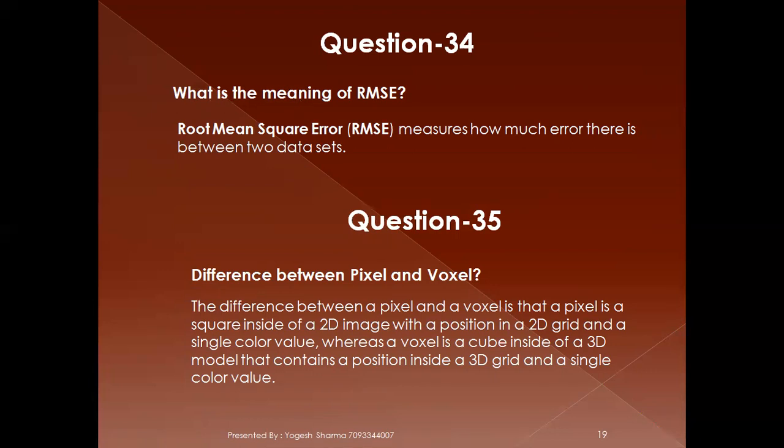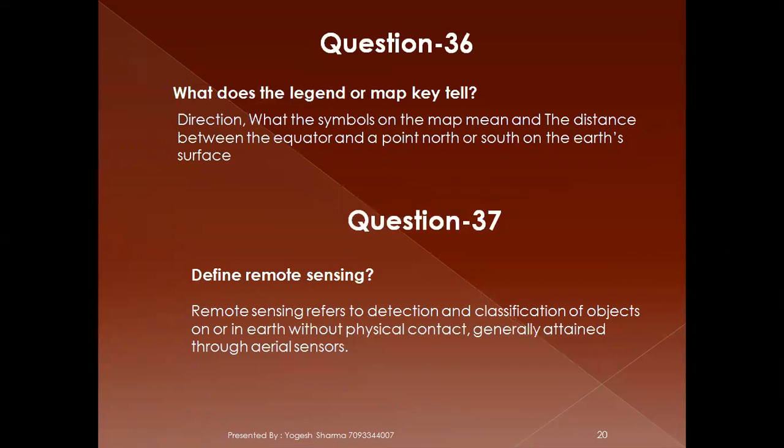is called the voxel. How does the legend or map key help? It tells direction, what the symbols on the map mean, and the distance between the equator and a point north and south on the Earth's surface.